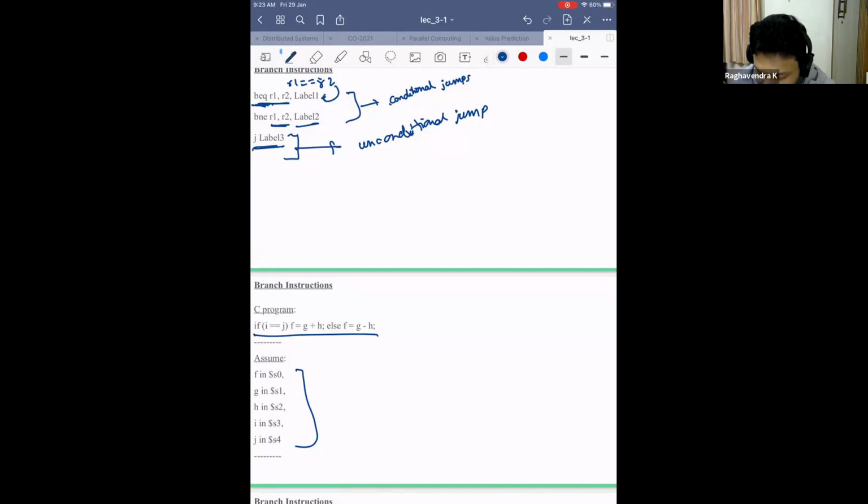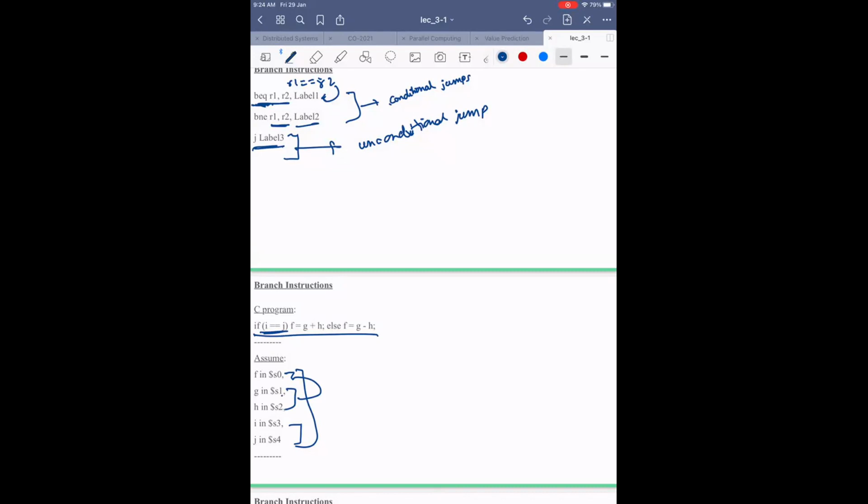So what is my goal? First I have to check the condition. I have to check whether S3 is equal to S4. If S3 is equal to S4, then I have to do S1 plus S2 and store it in S0. If S3 is not equal, then I have to do S1 minus S2 and store it in S0. That's all I have to do. So I have to have a branch, a condition. I have to have an add. I have to have a subtract. And I should make sure that both the add and subtract don't get executed.